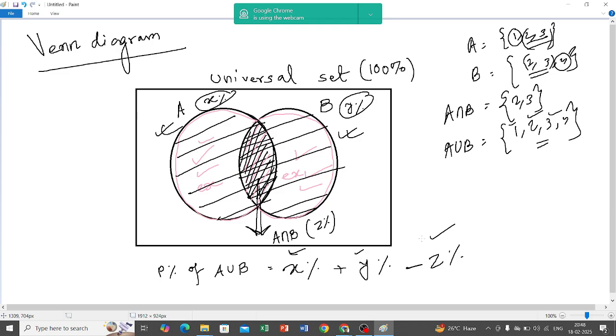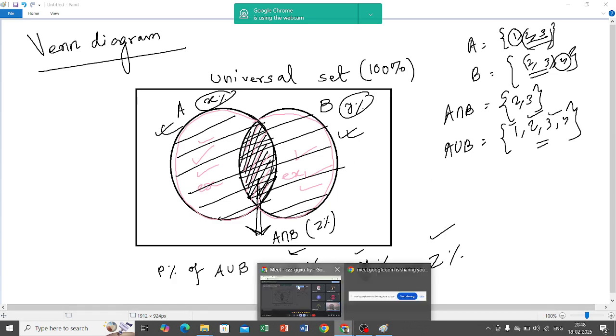Understood? Why with this minus Z%? Did you understand, Sutanuka? Why did I do minus Z%? Yes sir. Dipakshi, Bhavna, Ananya? Yes, sir. Okay.